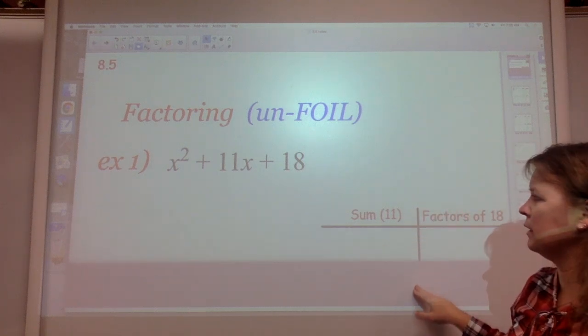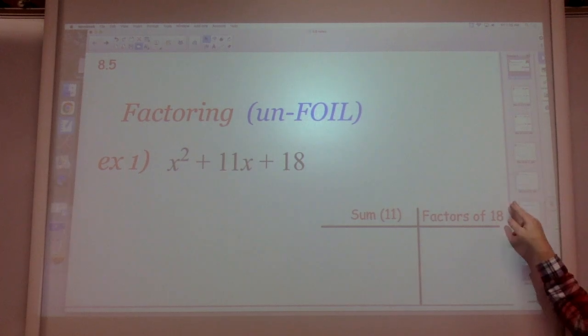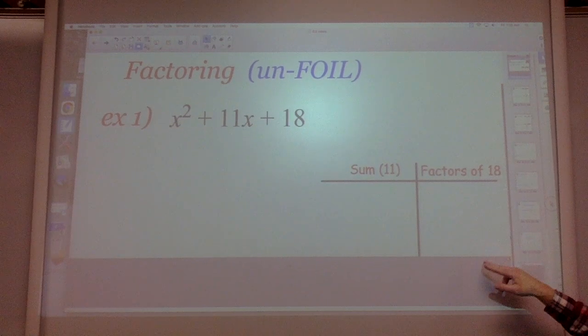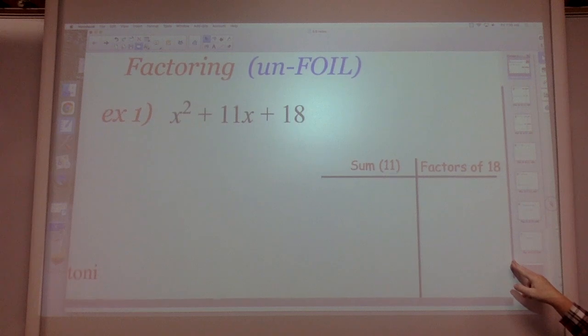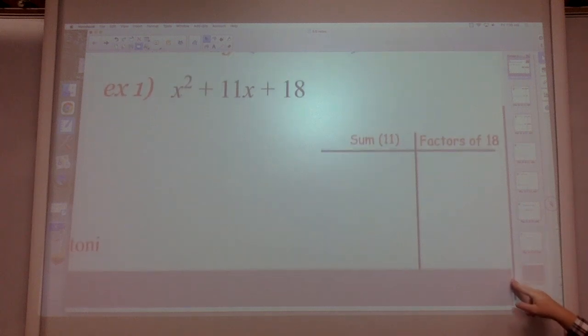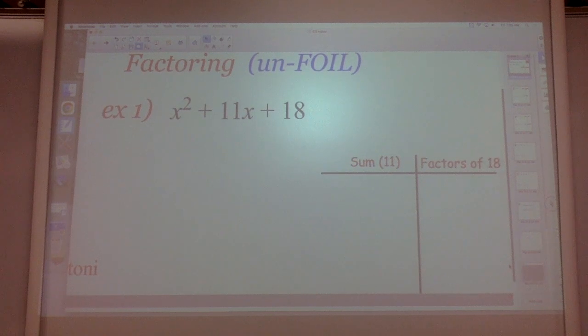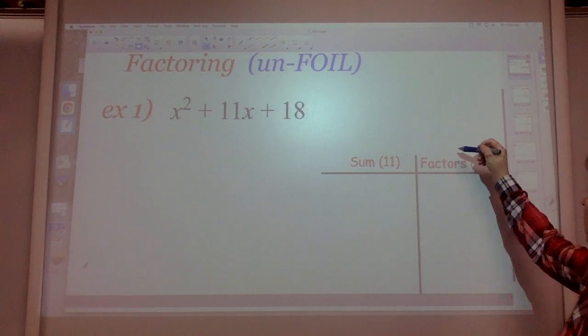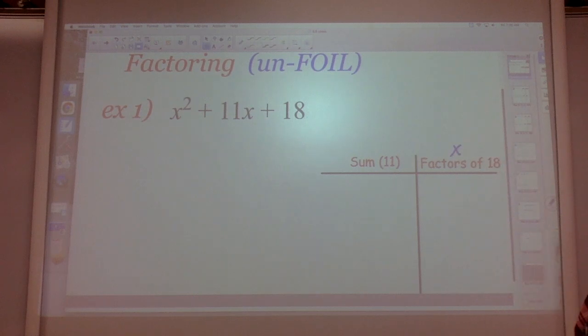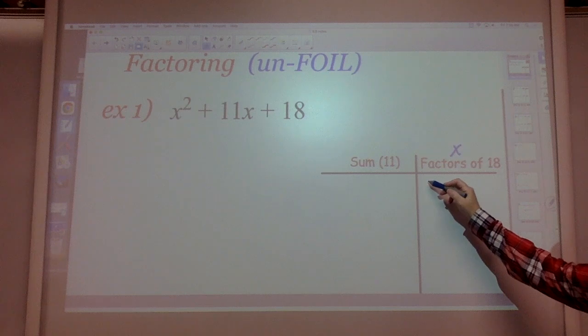Now we've got to say, can we break it back down and put it back into its two parentheses? And what you're going to need to do is, let's make a little chart over here. We'll start it this way. You won't always have to do a chart, but this will help as we come up with some factors of 18. By factors of 18, we mean you need two numbers that when you multiply them, they make 18. And probably the best way to do it is just make a list.